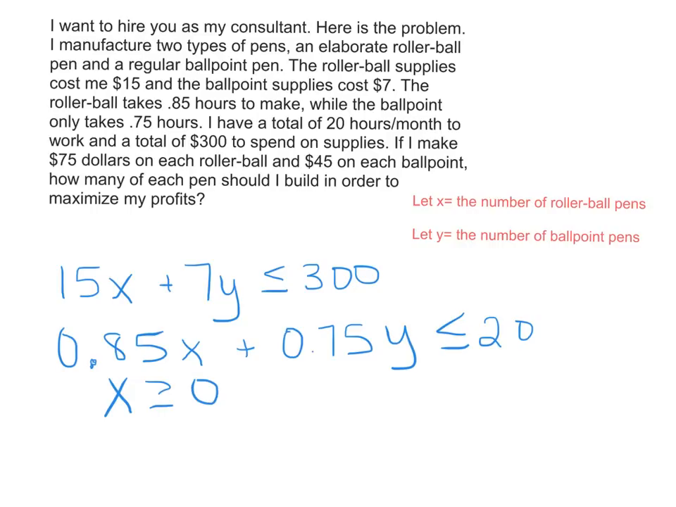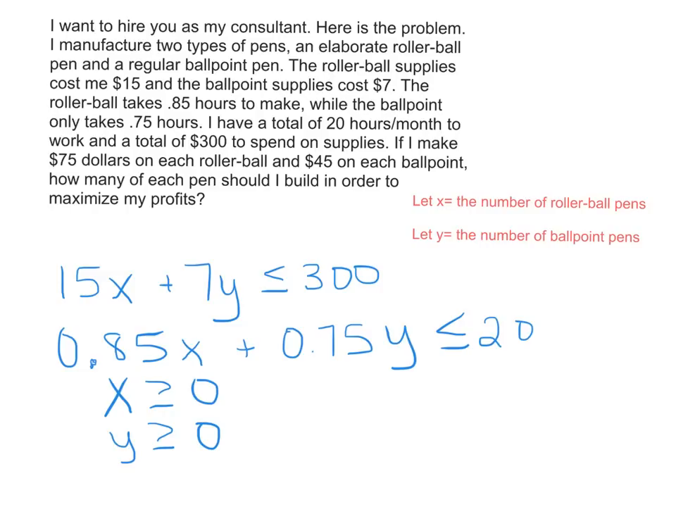And the same thing goes for the number of ballpoint pens. We can't have a negative amount, so Y is greater than or equal to 0 also. That does mean that we can have 0. We could only make rollerball pens if that's what's going to make us the most amount of money, or we could only make ballpoint pens if that's what's going to make us the most amount of money. So we can have that they are equal to 0 also for that reason.